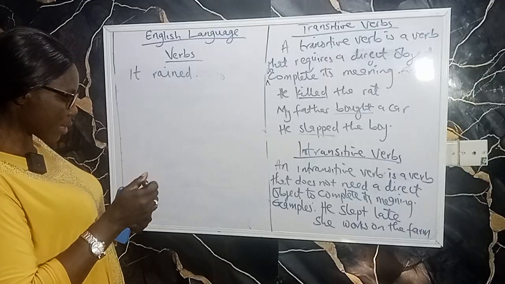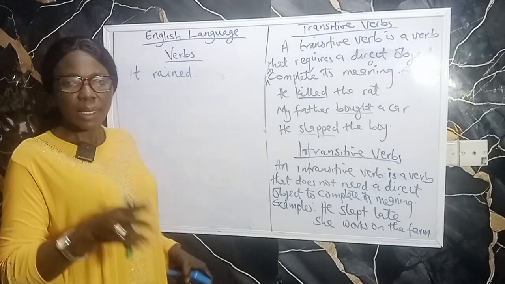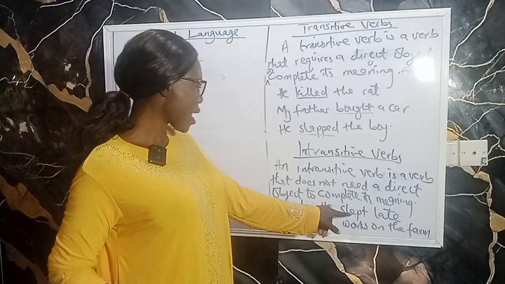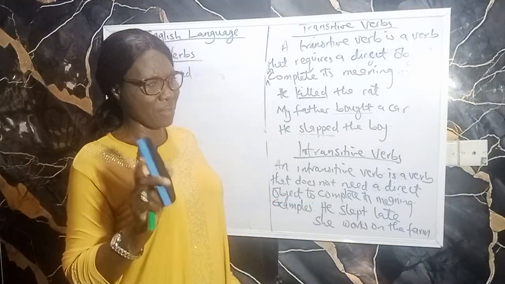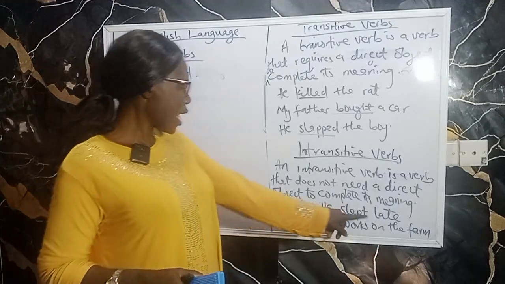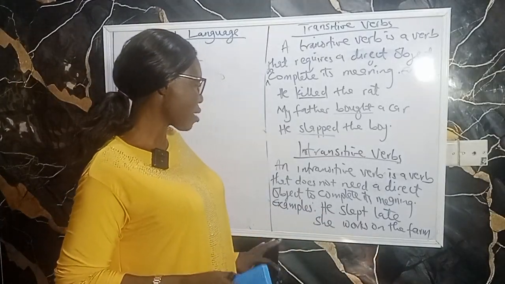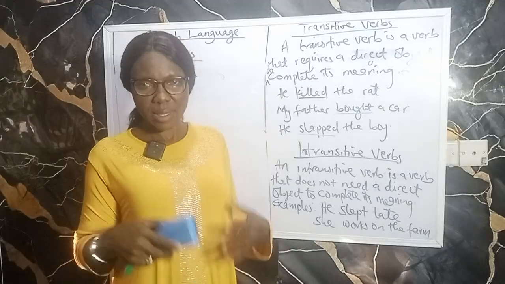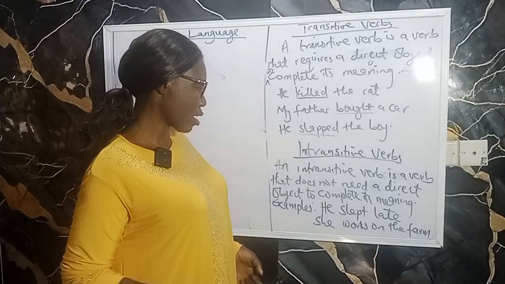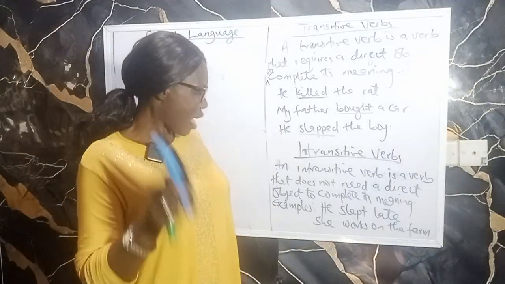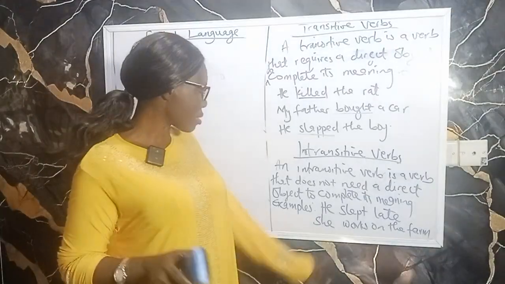Now look at the verbs there. He slept late. Slept here is an intransitive verb because late here is not an object. It is just telling you when he slept. Okay? It is not transitive. It's an intransitive verb.